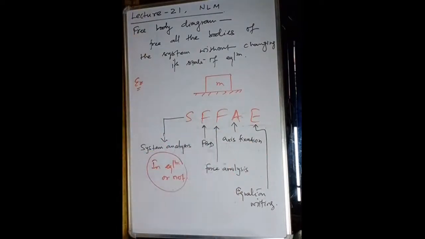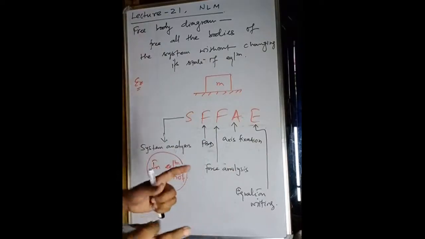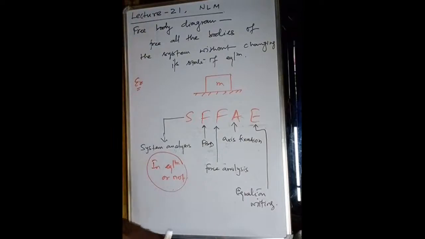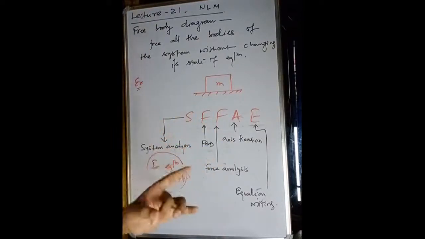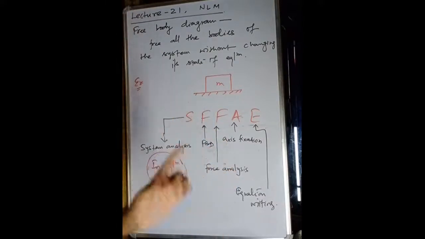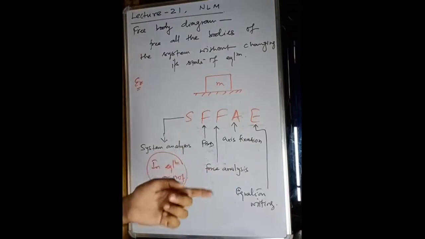A, axis fixation. You have to fix the axis by applying your IQ so that you can solve the questions easily. Basically, we used to fix the positive axis. Remember, students, this is a very important thing. We fix the positive axis in the direction the body is moving.